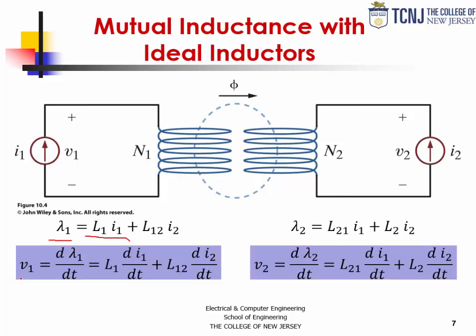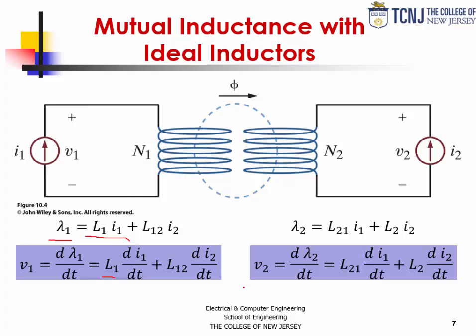And applying the voltage equation to that, or in other words, taking the time derivative of the linkages, we have these final equations. That says that the voltage in the primary is equal to the inductance in the primary times the time derivative of the current in the primary plus the mutual inductance times the time derivative of the current in the secondary.